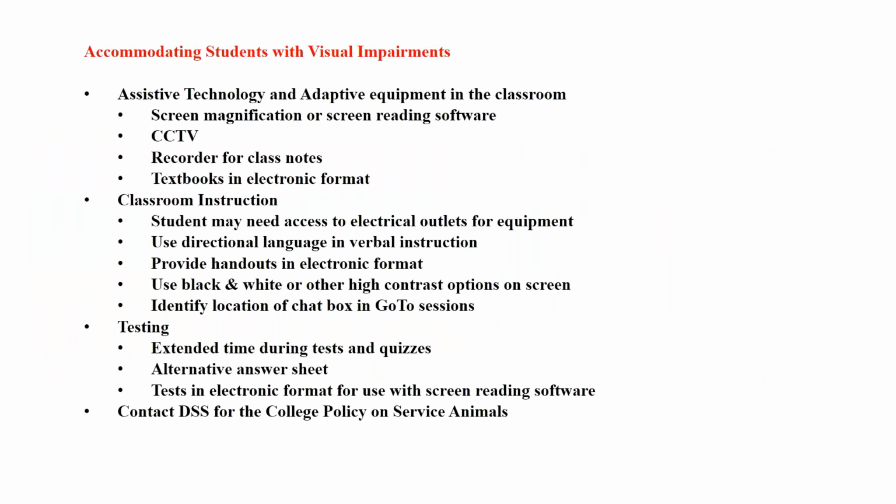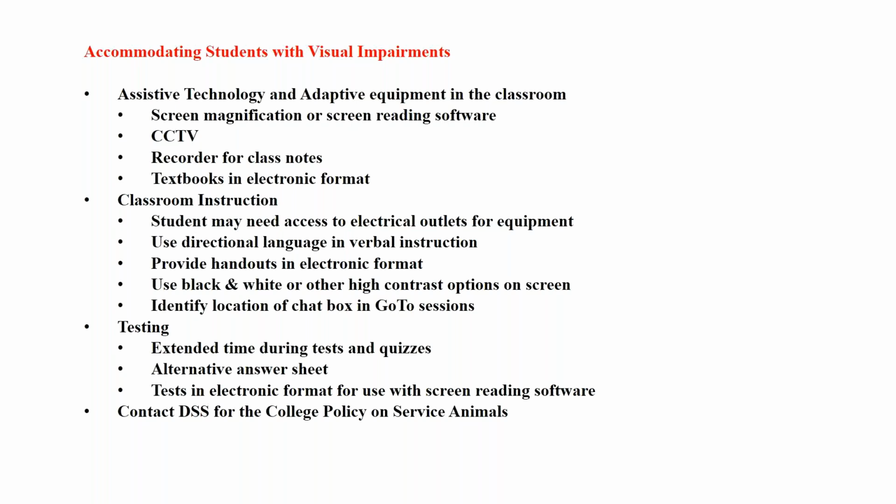Students with visual impairments in the classroom. This is what you're going to see on your letter that comes from the student. When we have students who are completely blind, we like to send instructor letters ahead of time before the first day of class so that you know, but we have to get special permission from the student to do that, so you might not get notice before that student walks in. But you might see that they will need to use assistive technology and adaptive equipment in the classroom.